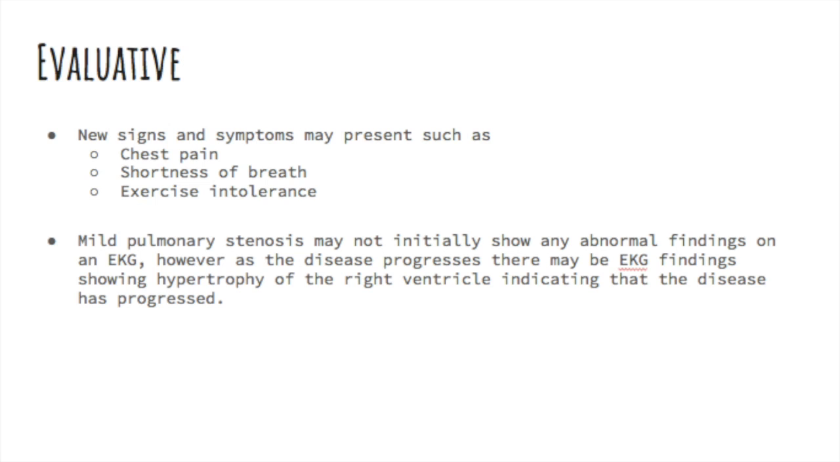Mild pulmonary stenosis may not initially show any abnormal findings on an EKG just because they are asymptomatic, but as the disease progresses, or if it progresses, there may be an EKG finding showing hypertrophy of the right ventricle, indicating that the disease has progressed. And again, this can also be seen with congenital heart disease or heart failure as well.